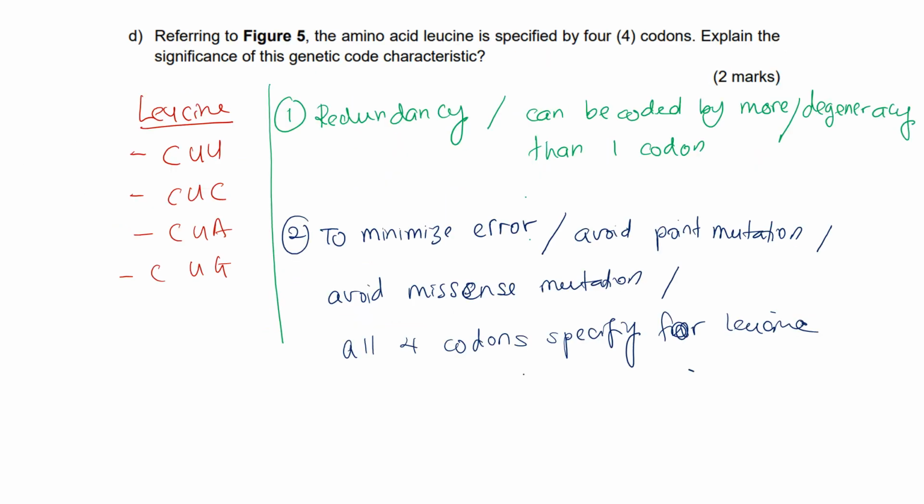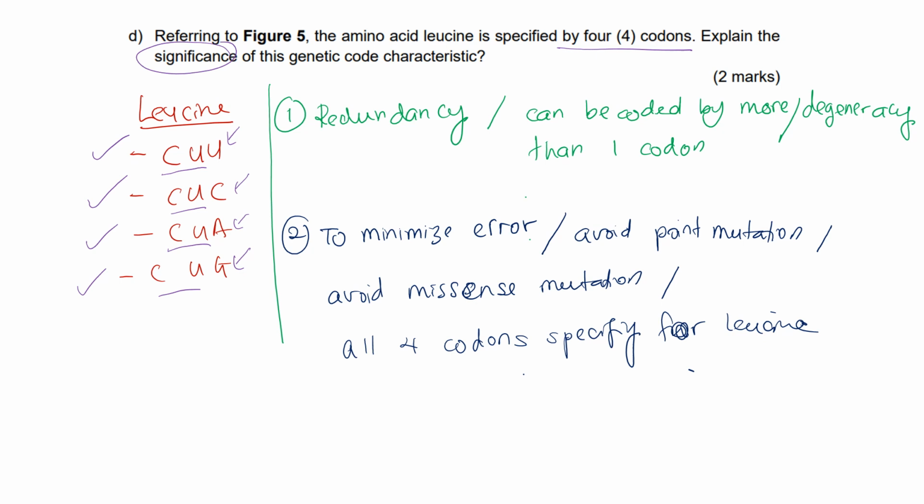Question D. Referring to figure 5, which is the codon table for mRNA, the amino acid leucine is specified by 4 codons, which are CUU, CUC, CUA, and CUG. Explain the significance of these genetic code characteristics. If you look at the codons for leucine, the first and second bases are the same, which is CU, but each codon differs at the third base. The third base can be U, C, A, or G.